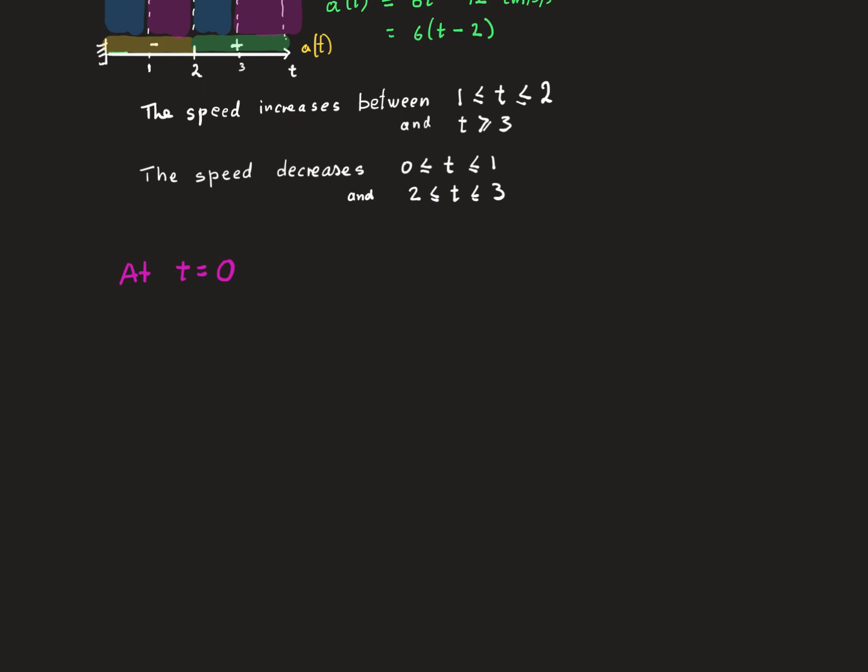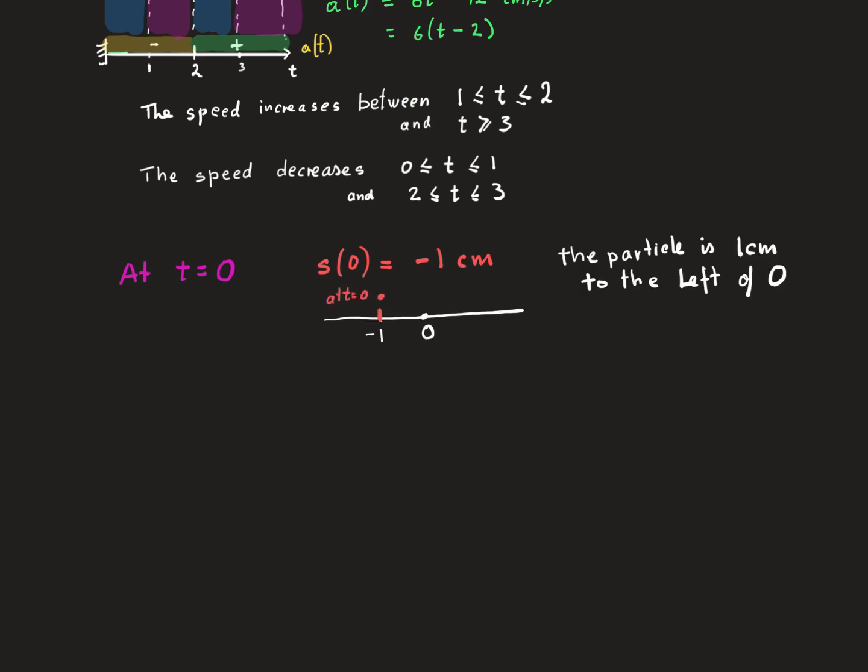So at time equals 0, we can now substitute 0 into our displacement function, and we end up getting -1 centimeters, which means the particle is 1 centimeter to the left of 0, or the origin as we should call it. Okay, so our particle is here at time equals 0 initially.